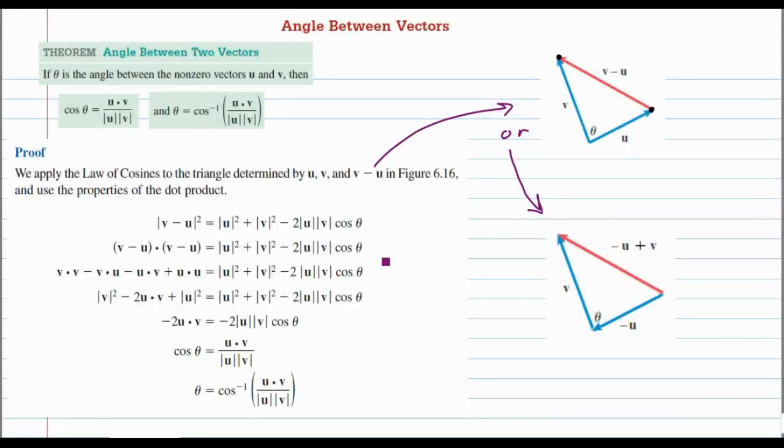This is the screencast for section 6.2, example 3. We're going to find an angle between any two vectors.